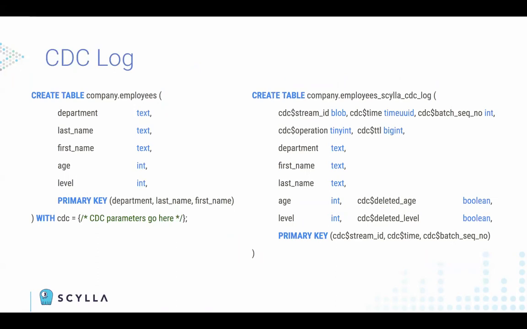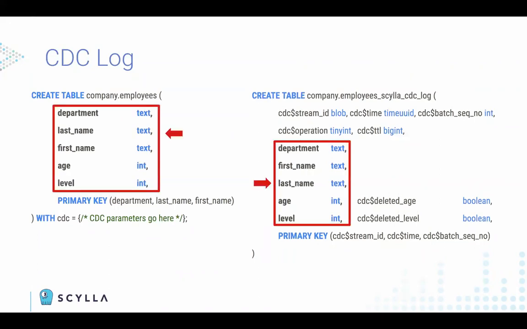So whenever change data capture is enabled for a table, a new internal table is created for that table. In this case, if we enable CDC for the employees table, in the same keyspace, we will get an employees_scylla_cdc_log table. The name is composed of the base table name with the suffix of scylla_cdc_log. And then let's decompose its structure.